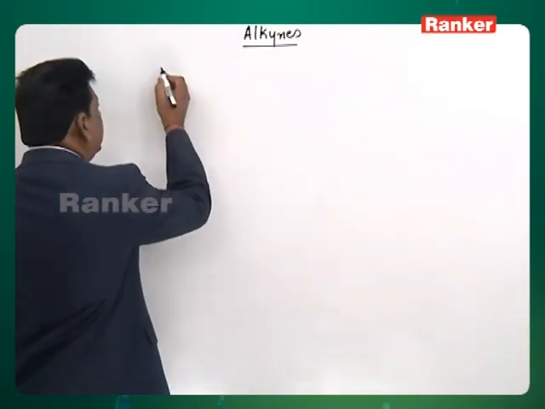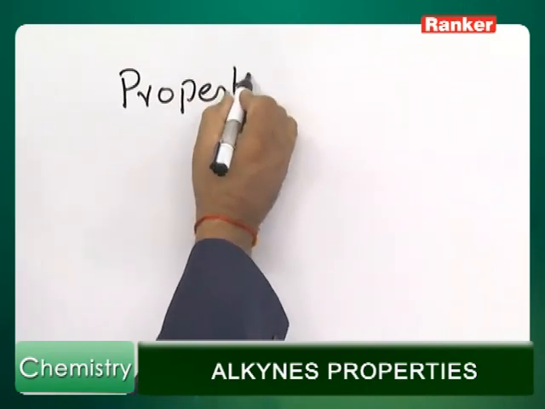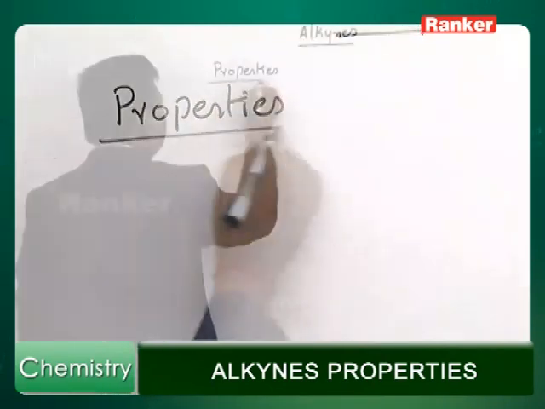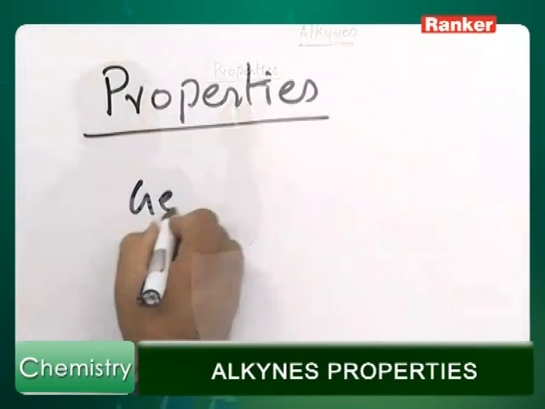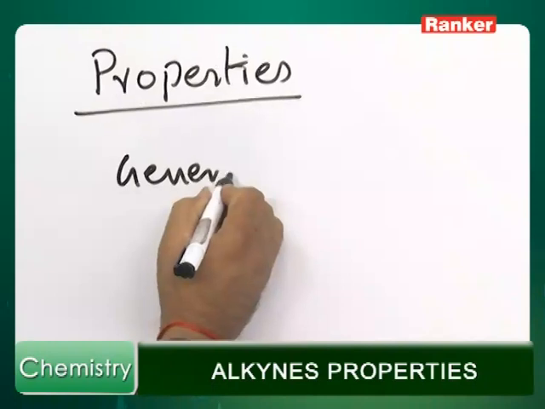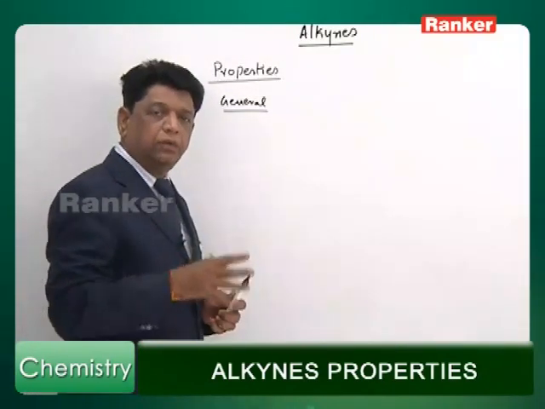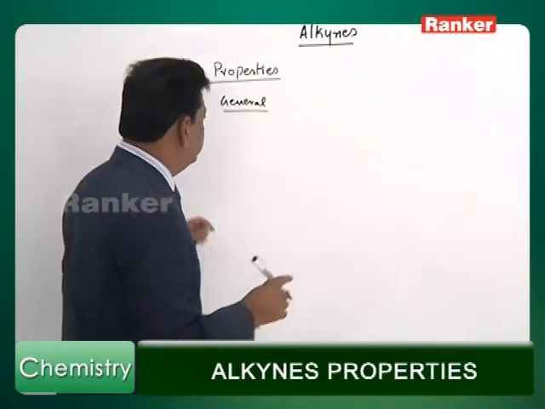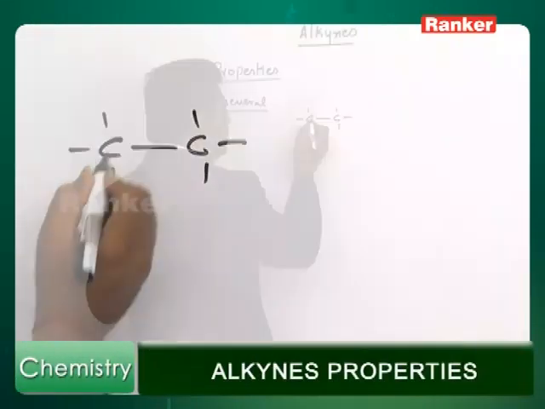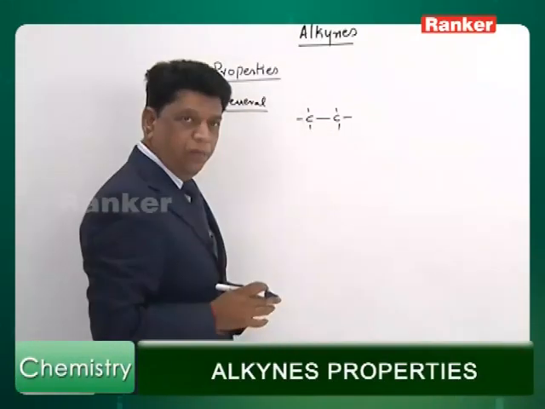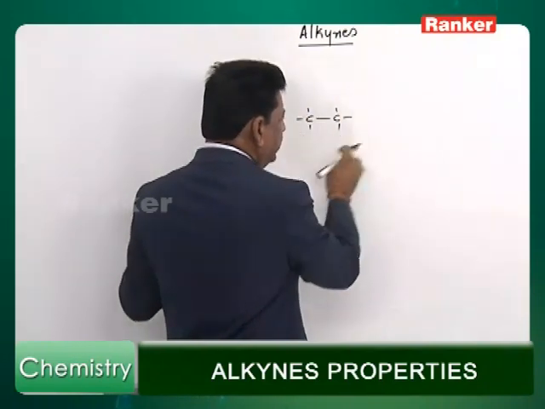So let's go for the second part of the alkynes, which is the properties of alkynes. In the properties of alkynes, let us see some general points first, and then go for the individual properties of the alkynes. As we have seen in the alkanes, the C-C bond is non-polar and the molecules will not have any delta plus or delta minus charge.